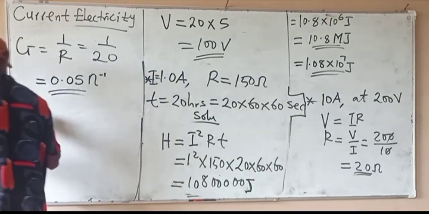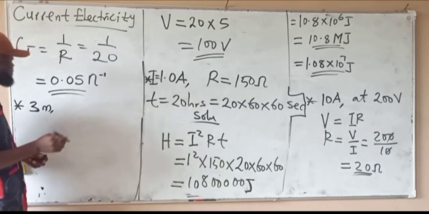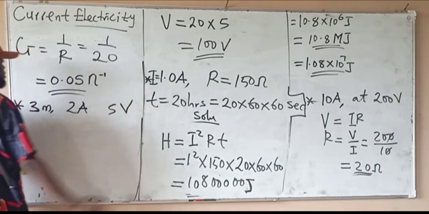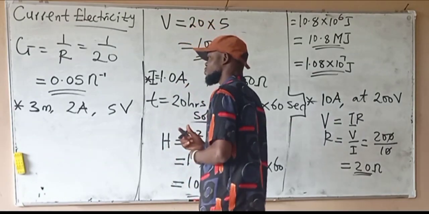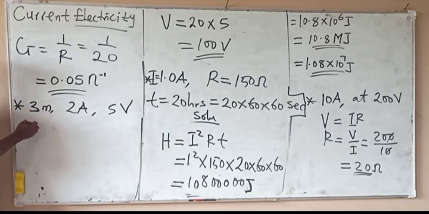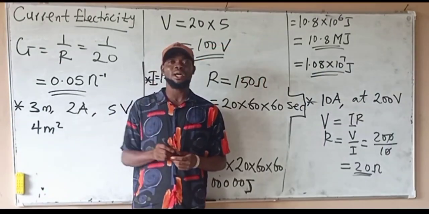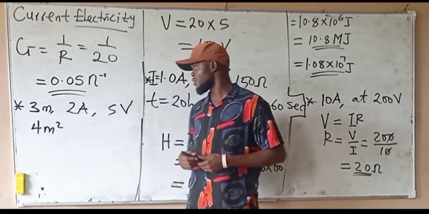A wire of length 3 meters carries a current of 2 ampere at 5 volts, having a cross-sectional area of 4 meters squared. Calculate the resistivity of this material.